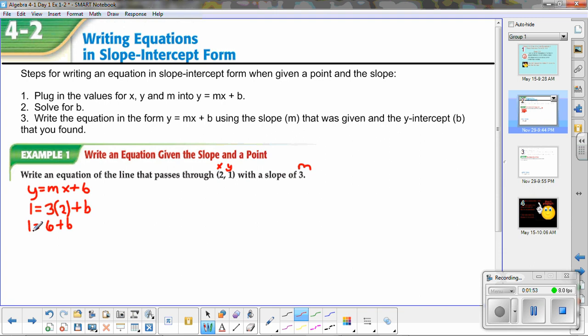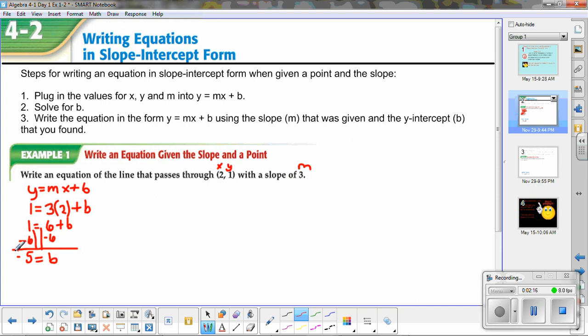Now if I want to get b by itself, I need to get rid of the 6 by subtracting 6 from both sides. 1 take away 6 is negative 5. And on the right, I just have b. So we just now found that b is equal to negative 5.